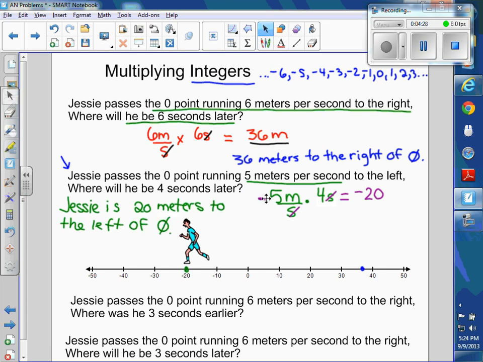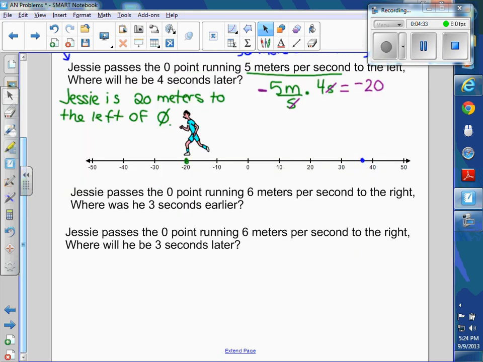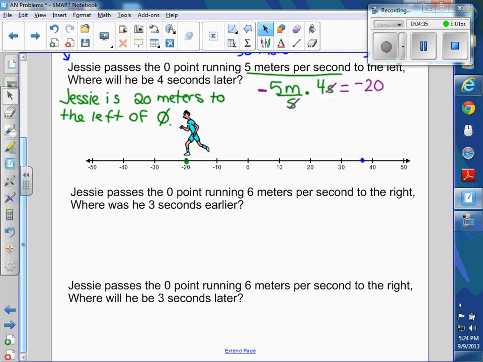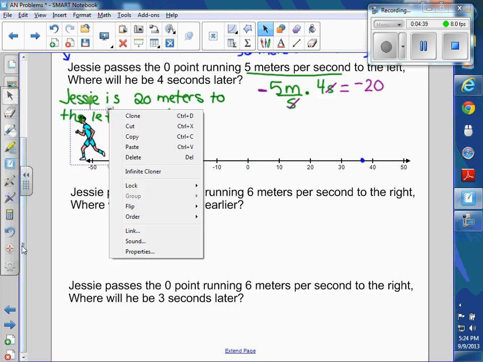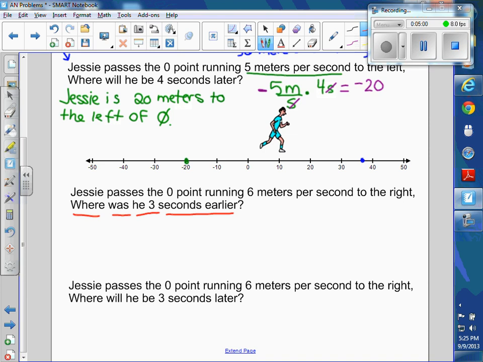So in class today, the problems got harder with the wording, so let's look at some samples of those. Now it says Jesse, so now Jesse's over here. He's still slowing down. So Jesse's going to go back now. He passes the 0 point running, oh, he must be speeding up. I thought he was going to slow down. 6 meters per second to the right. So as he passes that 0 point, the question now is, where was he 3 seconds earlier?